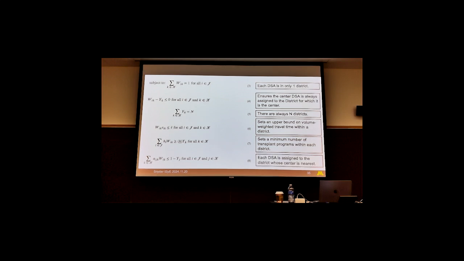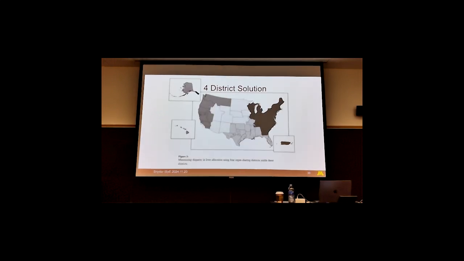All of these could be changed, right? You can mess with this problem and do it however you want, but then this final one, each DSA is assigned to the district whose center is nearest to it. All right, so that's how she created the objective function and the constraint functions.